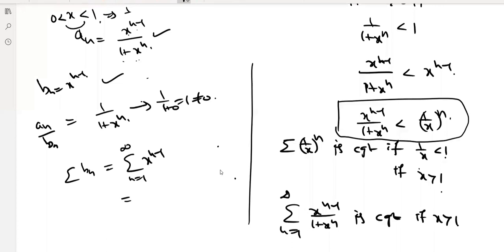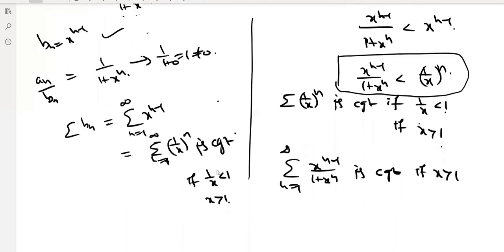But what is this exactly? Summation n equals to 1 to infinity, 1 by x whole power n. So this series is convergent if 1 by x is less than 1. Therefore, this x is bigger than 1. Right? So this series is divergent if 1 by x is bigger than or equals to 1. Therefore, this is divergent, x less than or equals to 1. This is if and only if.